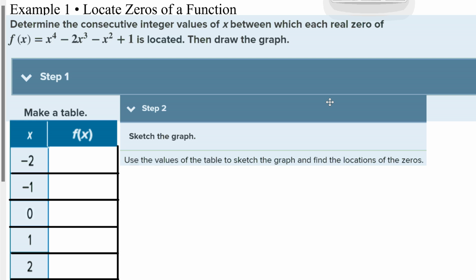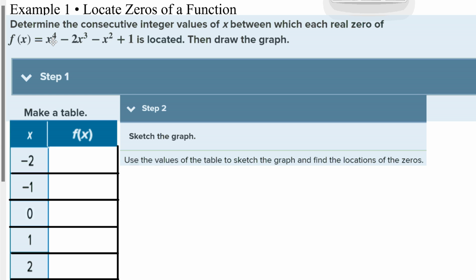Example 1, we're looking in section 2, is to locate the zeros of a function. So we're given this function f of x equals x to the fourth minus 2x cubed minus x squared plus 1. So how we can start is we can draw the graph, and then we can see where it crosses the x-axis. So sometimes you can just use a graphing calculator to see where it is. You might have to zoom in or zoom out, adjust the window so you can see.